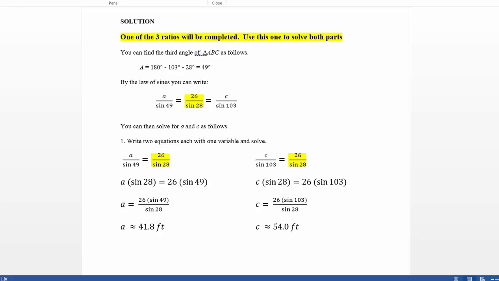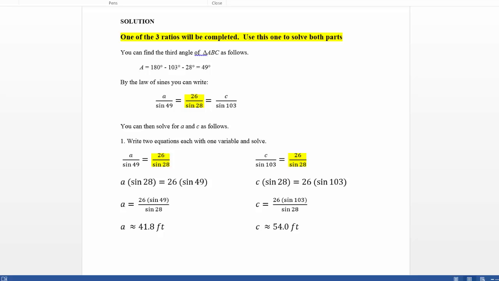Now, I need to solve for side A and I need to solve for side C, and we can't really do this simultaneously. So what we've done here is separate this into 2 completely separate problems. One solving for A and the other solving for C separately, each using the ratio in the middle for us. And you can see from the work down below how we would do the cross multiplication and then divide both sides by sine of 28 to get A and C by itself, and then we'll get the approximate value of both A and C.